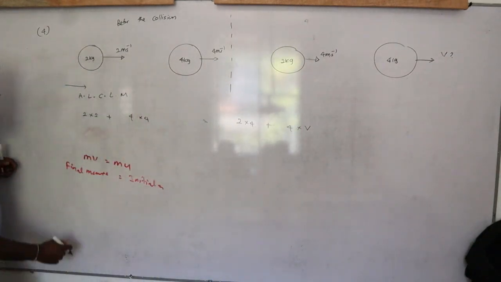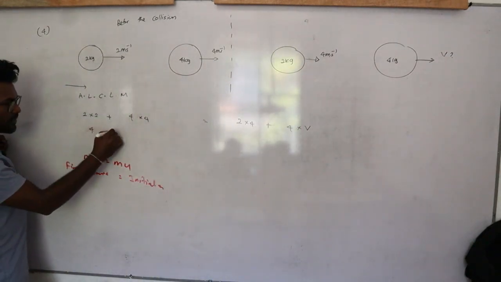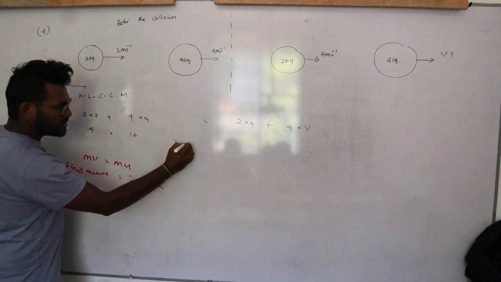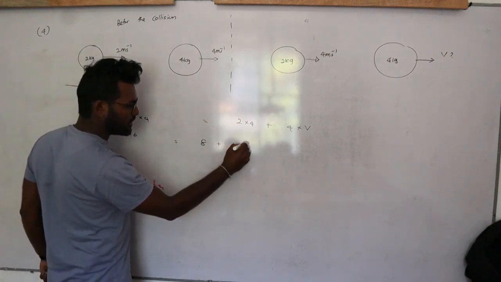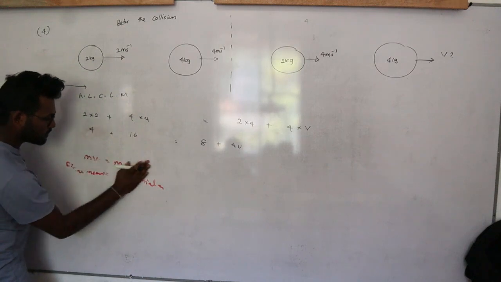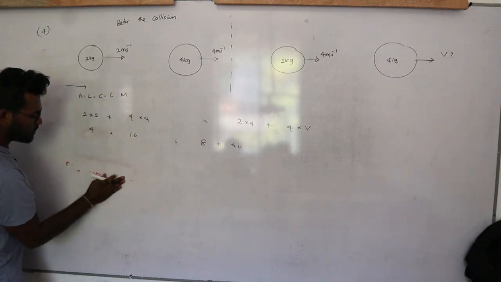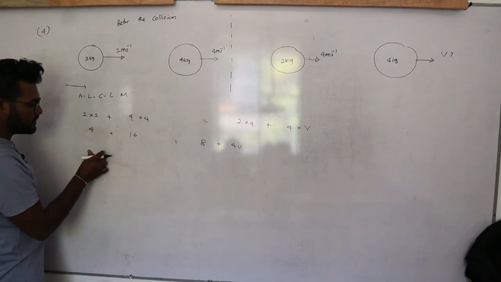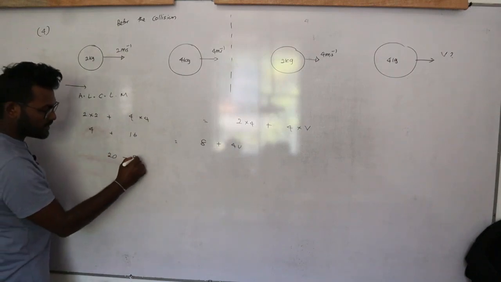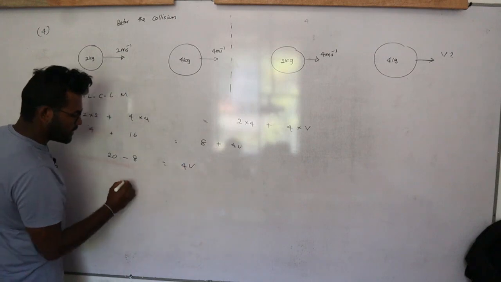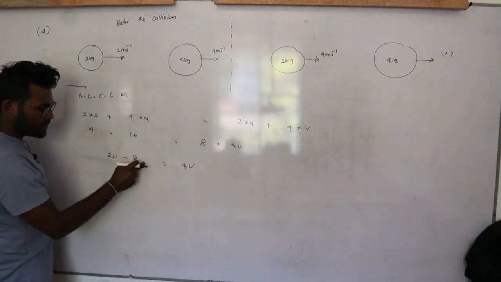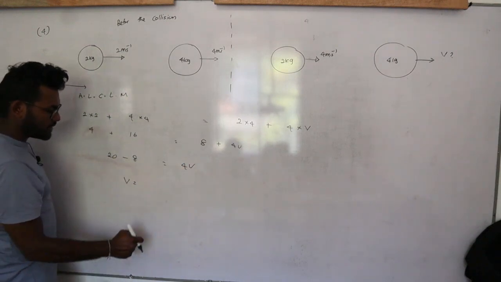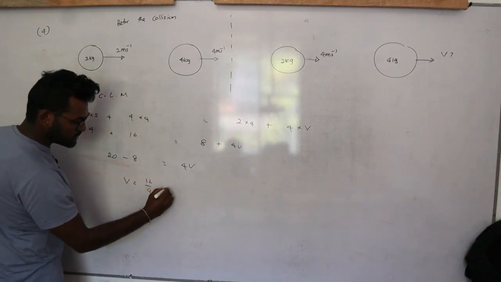It's like grade 10 math. This is 4, and this is 16, and this is 8 plus 4v. Then it will be 4 plus 16, which is 20, minus 8 equals 4v. So v equals 12 divided by 4, which is 3 meters per second.